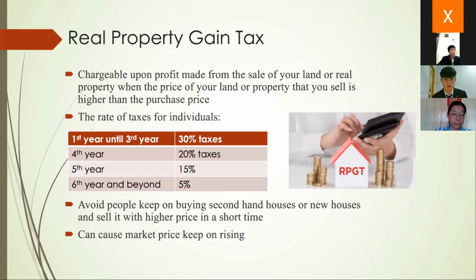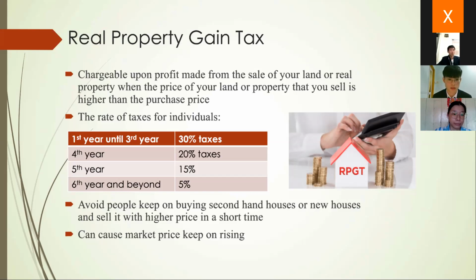Next is real property gain tax. The government has carried out the real property gain tax to overcome the housing price issues. Real property gain tax is a tax chargeable upon profit made from the sales of your land or real property, when the price of your land or property that you sell is higher than the purchase price. Real property gain tax will only be applicable if there is any profit that you gain after you sell your land or your property.